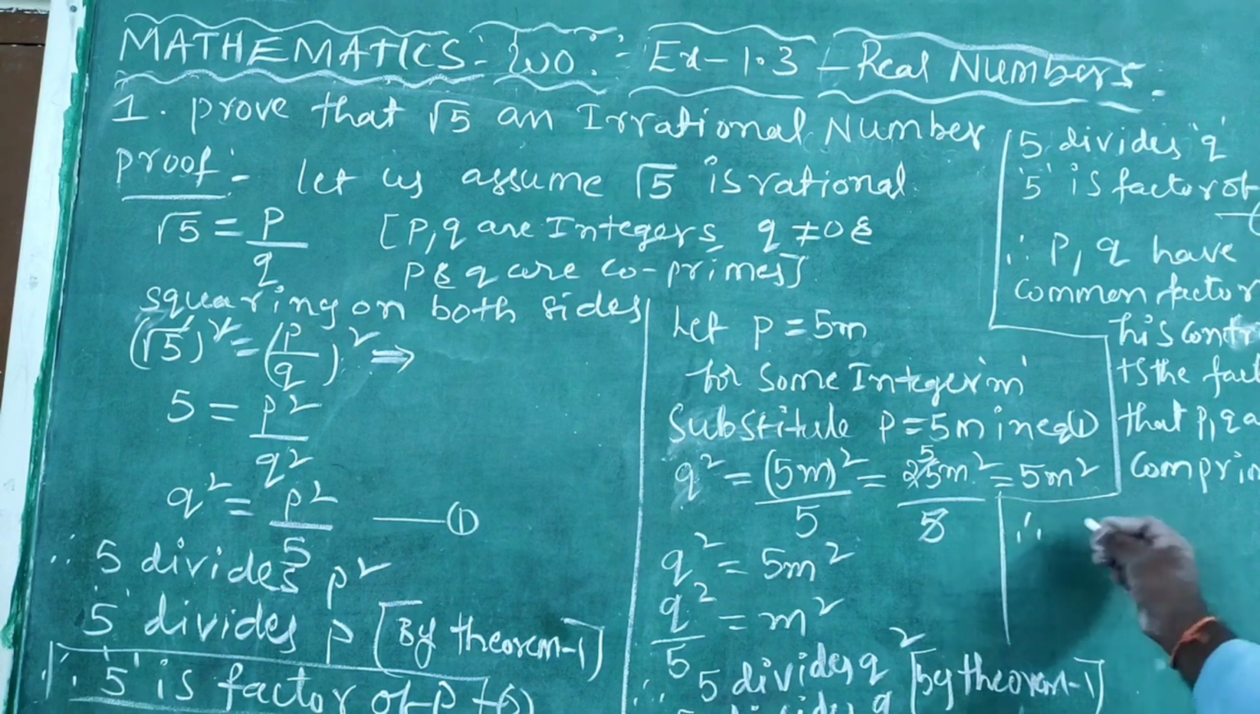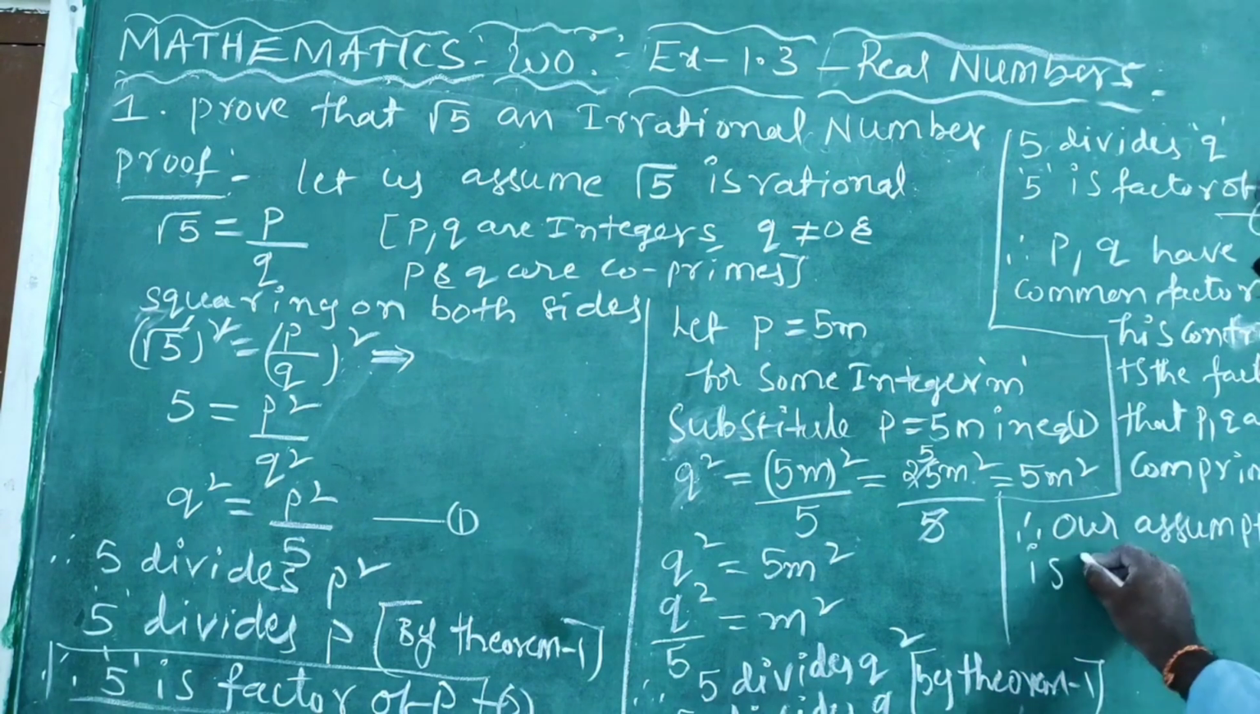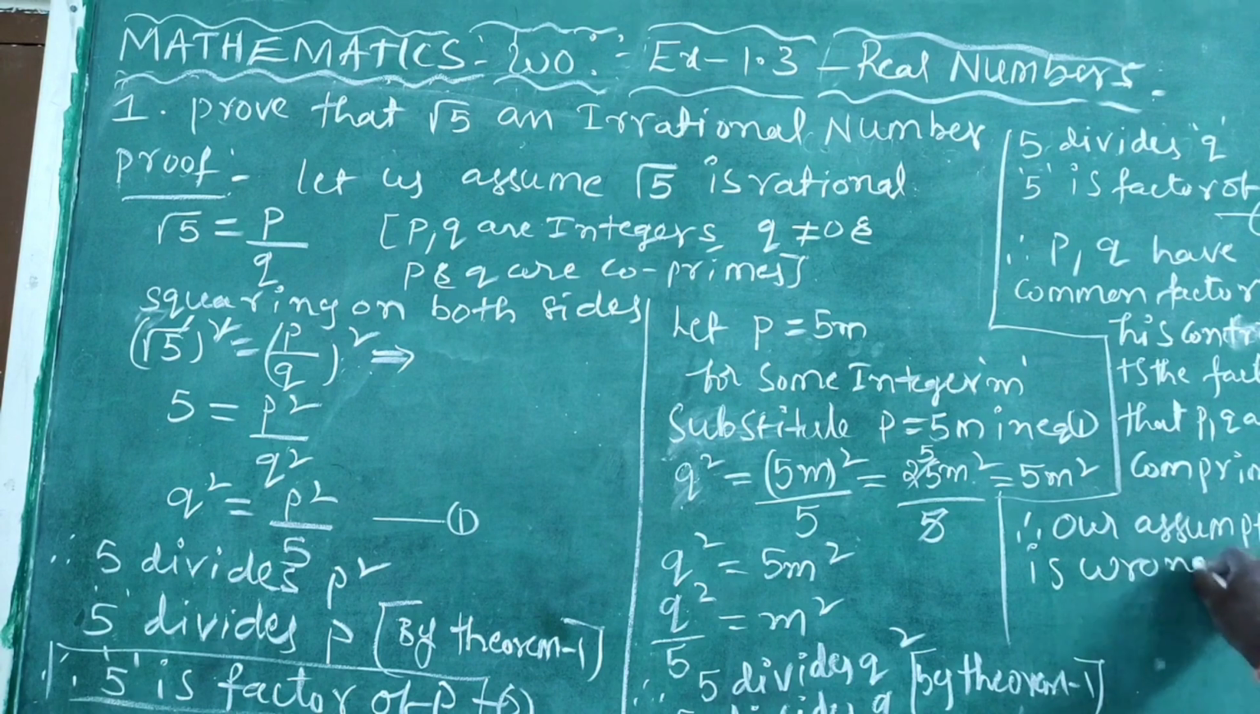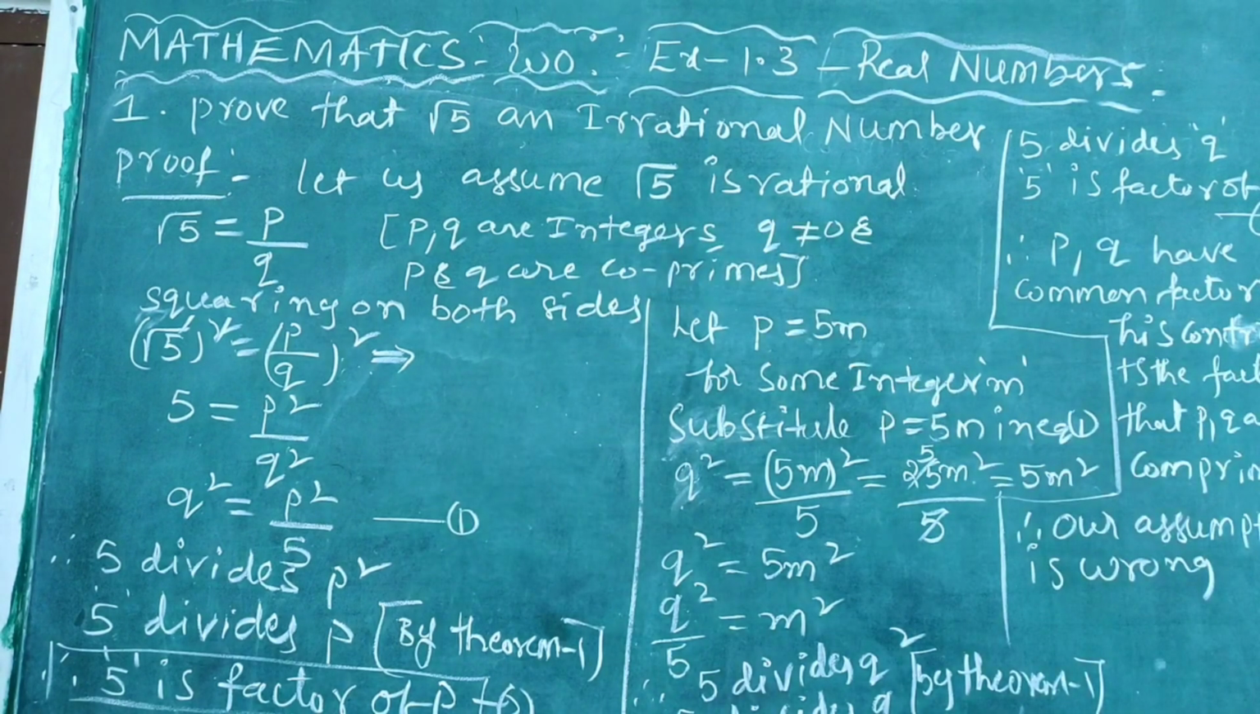Therefore, our assumption is wrong. What we are assuming here, that root 5 is a rational number, is wrong. Hence, root 5 is an irrational number. Root 5 is an irrational number.